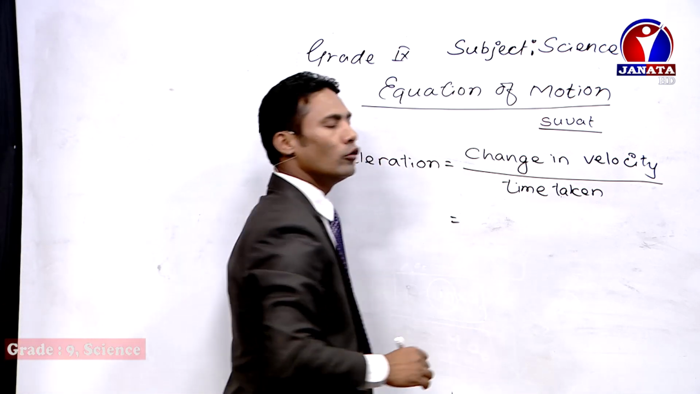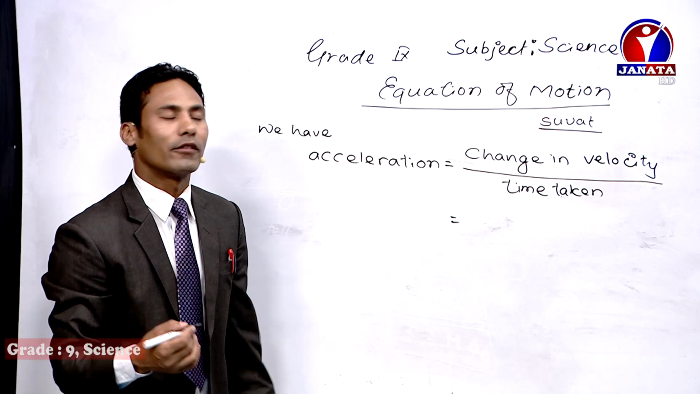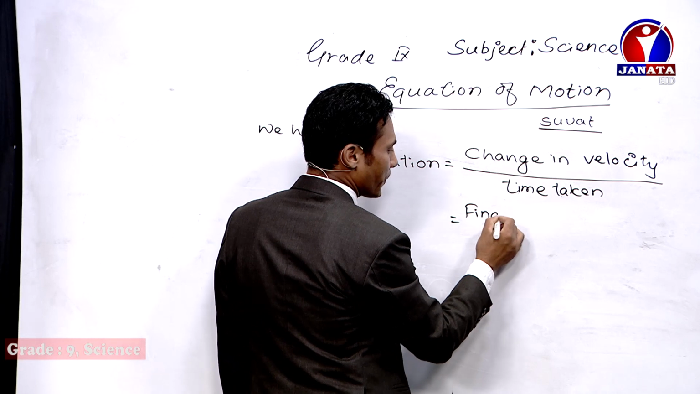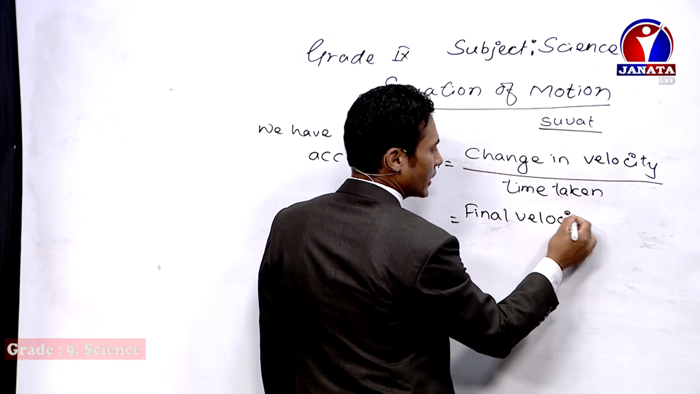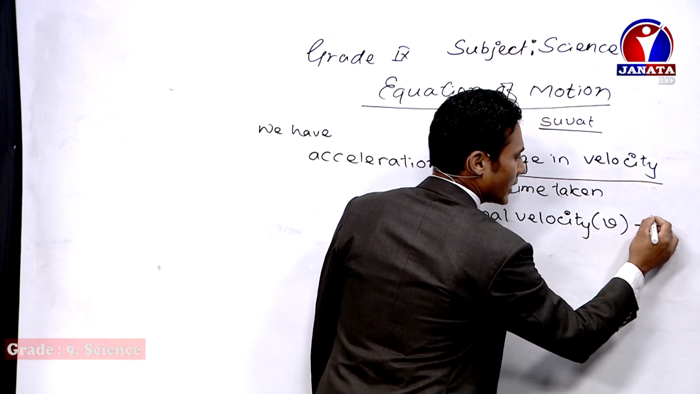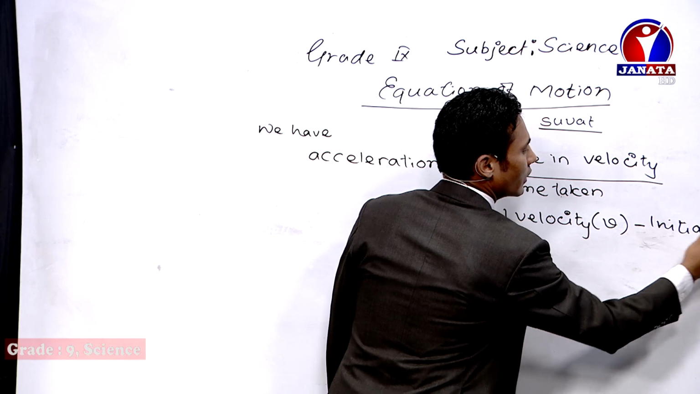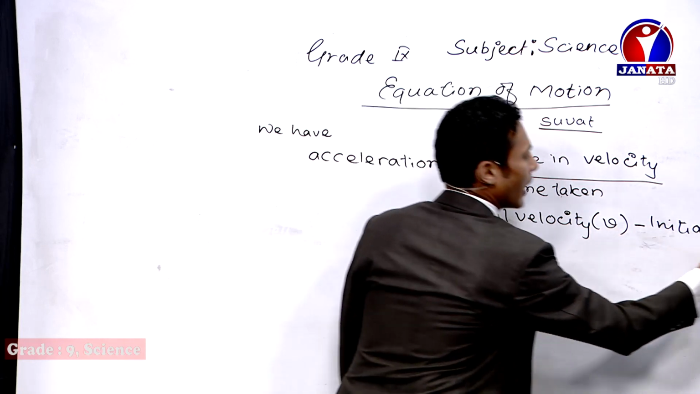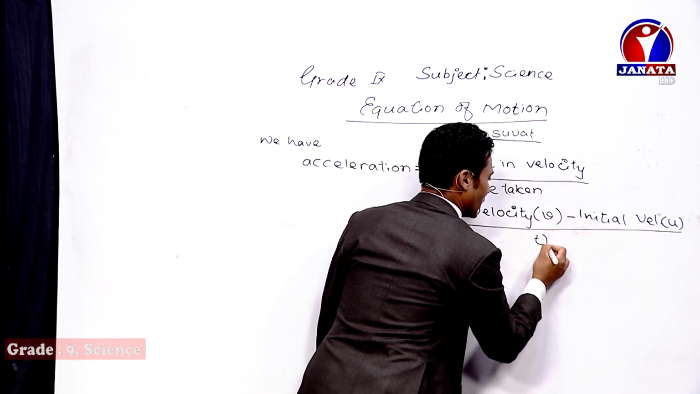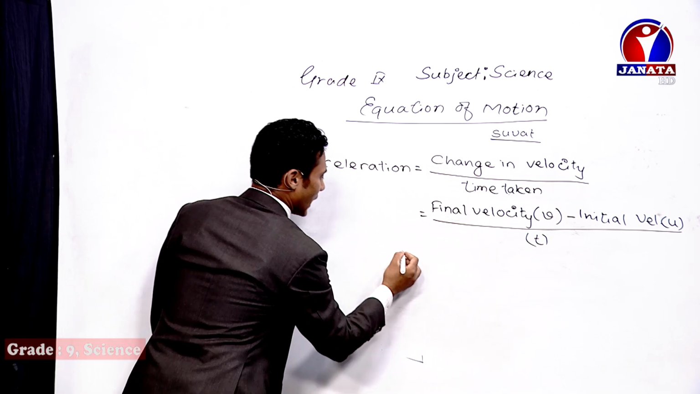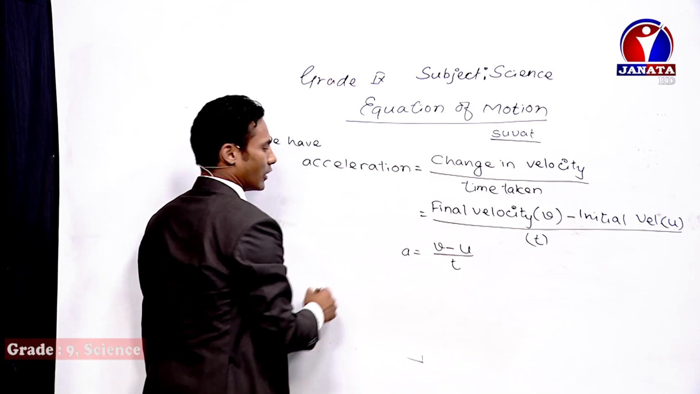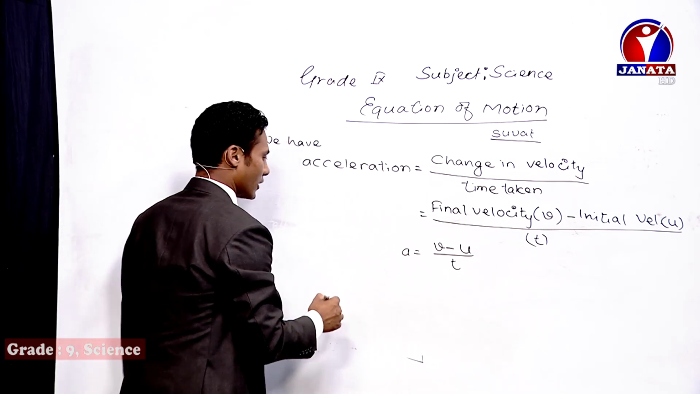If there are two velocities, the initial velocity and the final velocity, then the change in velocity will be the final velocity, represented by v, minus the initial velocity, represented by u, divided by time taken t. That means we can write a equals v minus u by t. This is the formula for acceleration.